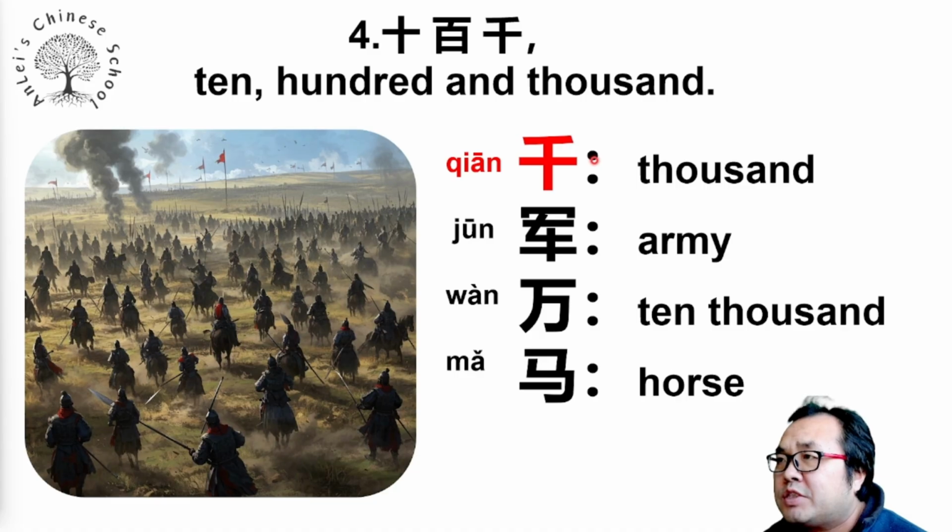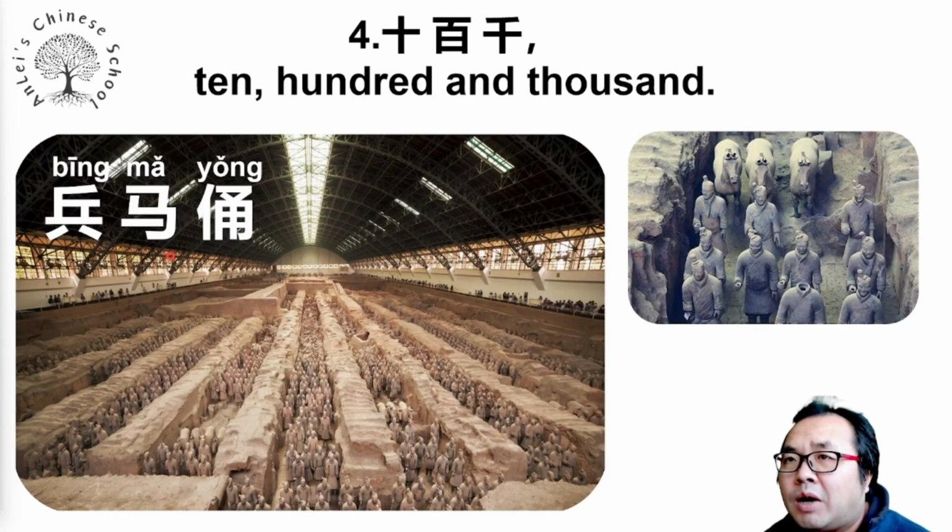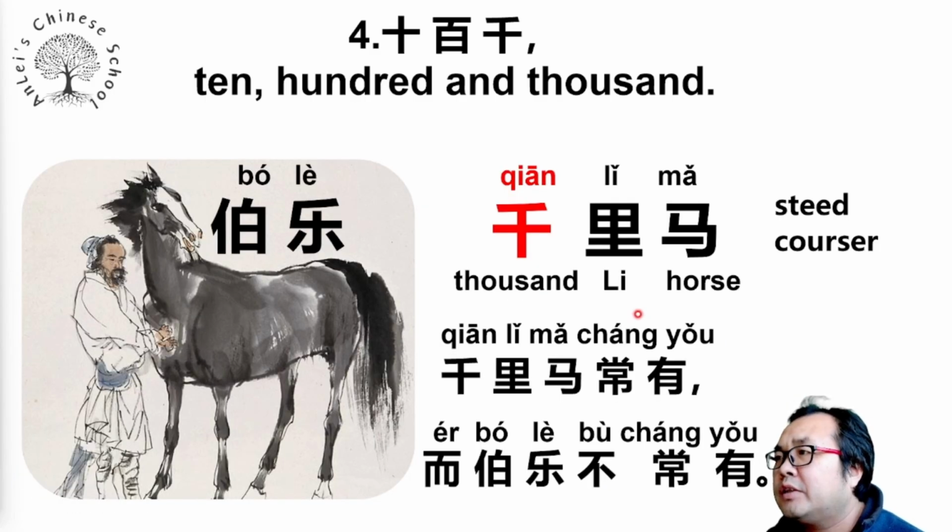Another idiom is 千军万马. 1,000 armies, 10,000 horses. It describes a large number of troops, like the Terracotta Army, 兵马俑. There are about over 8,000 soldiers. 千里马, 1,000 li horse. Li is a unit of length equal to half a kilometer. So 千里马 is the horse.